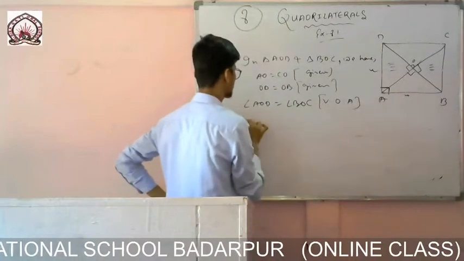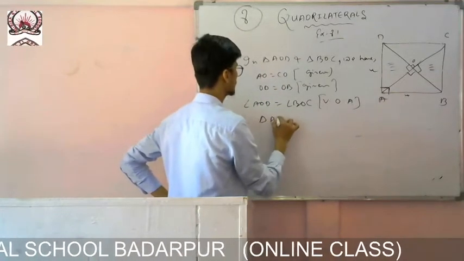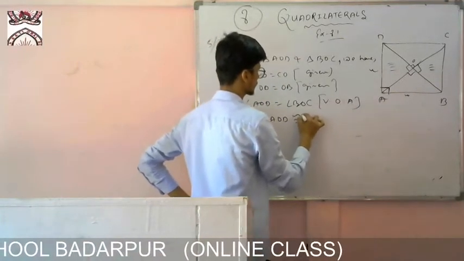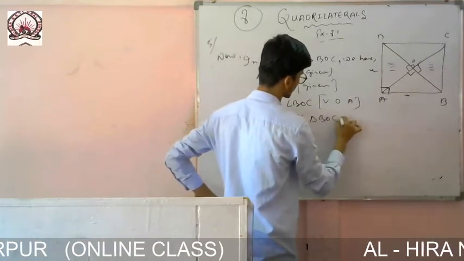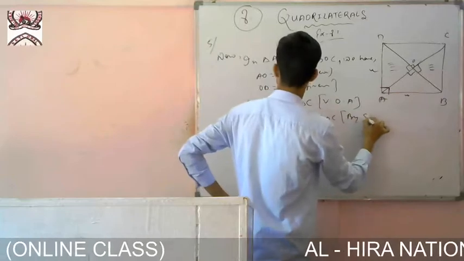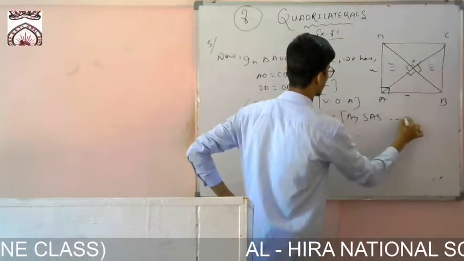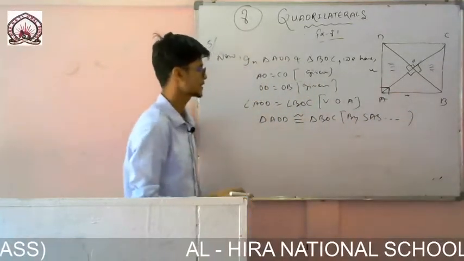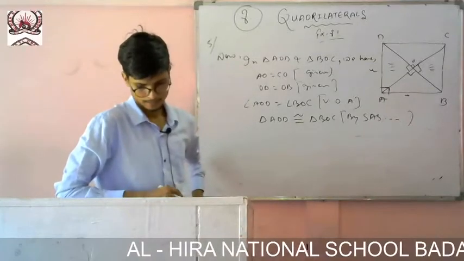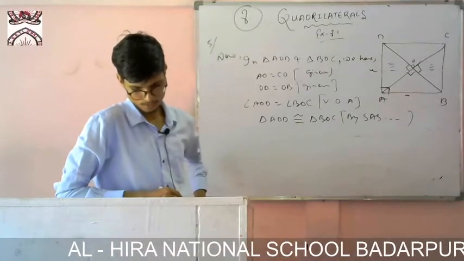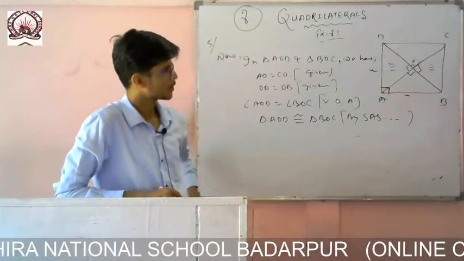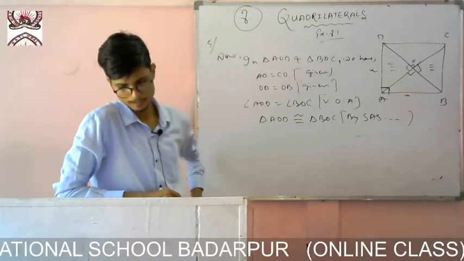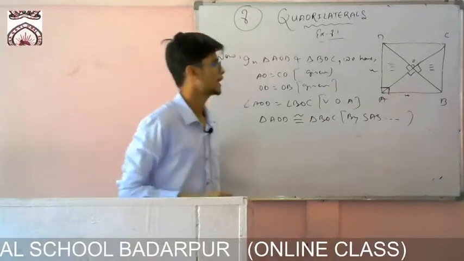So if two sides and one angle are equal, then I can say that triangle AOD is congruent to triangle BOC by side angle side criteria. You write it, side angle side criteria. So if these two triangles are congruent, then their corresponding parts also will be equal.